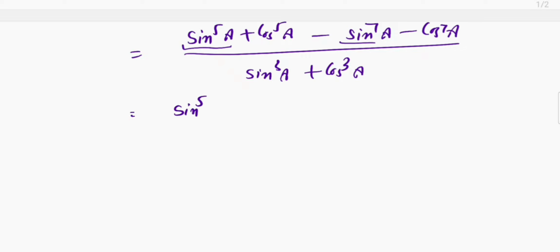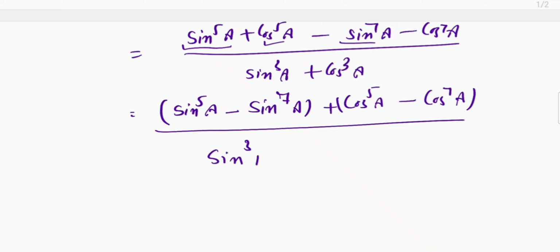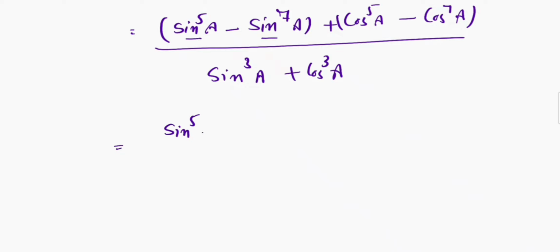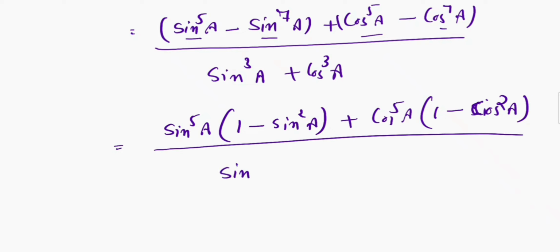So this will become sin raised to power 5A minus sin raised to power 7A plus cos terms together, cos raised to power 5A minus cos raised to power 7A together, and down I have sin raised to power 3A plus cos raised to power 3A. Now I'll take sin raised to power 5A out, so inside I will be left with 1 minus sin square A, and from here I can take cos raised to power 5A out, and inside I will be left with 1 minus cos square A, divided by sin raised to power 3A plus cos raised to power 3A.